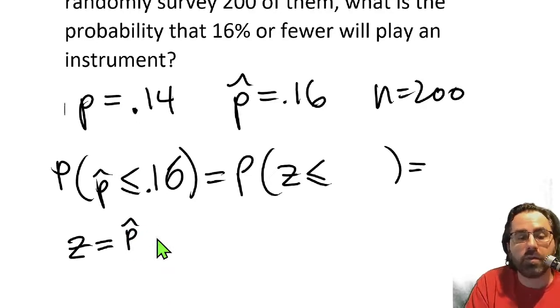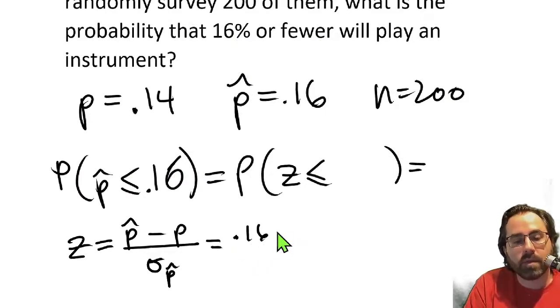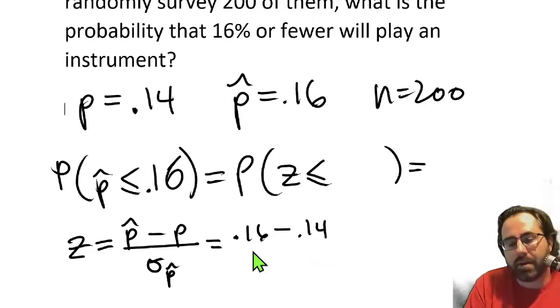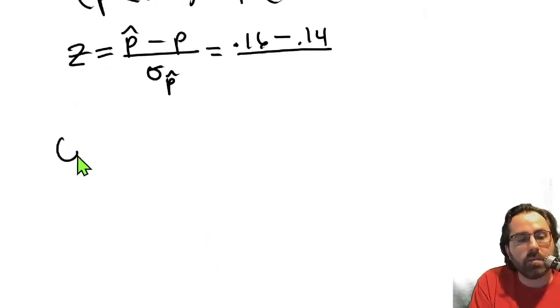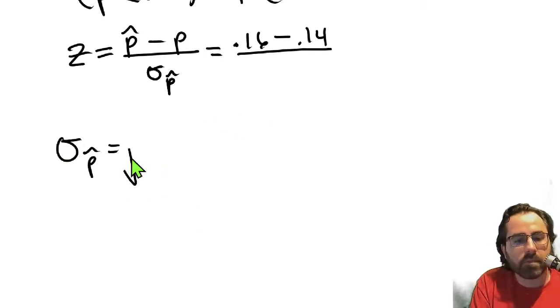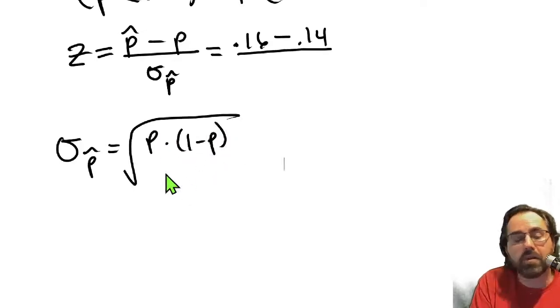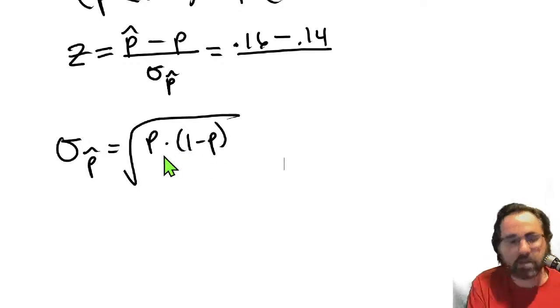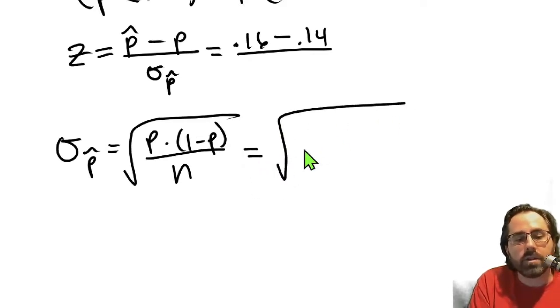What's the z-score for this proportion? Our z-score is going to be the proportion we're looking for minus the proportion we would expect, divided by the standard deviation of the proportions. The proportion we're looking for is 0.16. The proportion that we would expect would be 0.14. So the proportion we're looking for is 2% higher than what we would expect. Now, this standard deviation of the proportion, we're going to have to calculate right now. The standard deviation of the proportion is equal to the square root, and here we're just going to use the formula straight: proportion of successes times proportion of failures divided by the size of the sample, all under the square root.